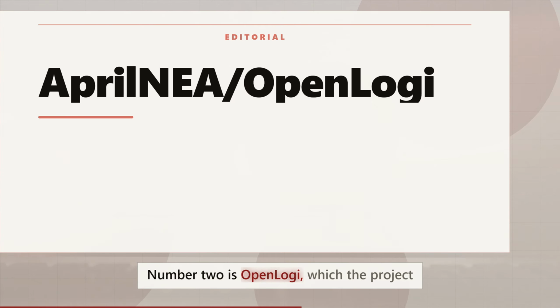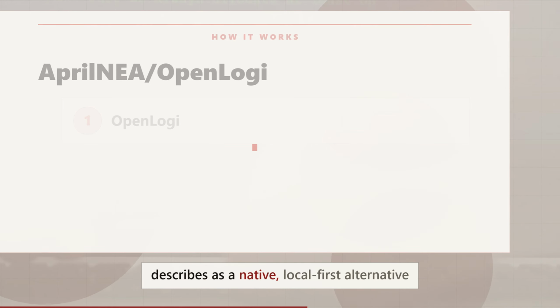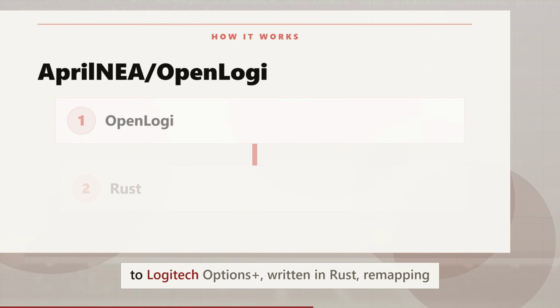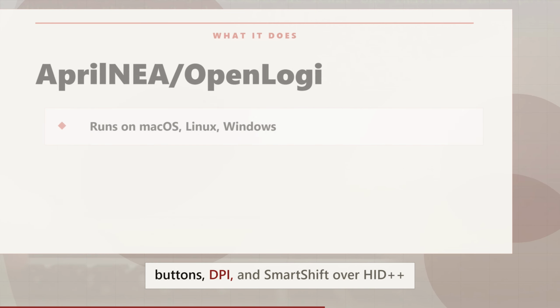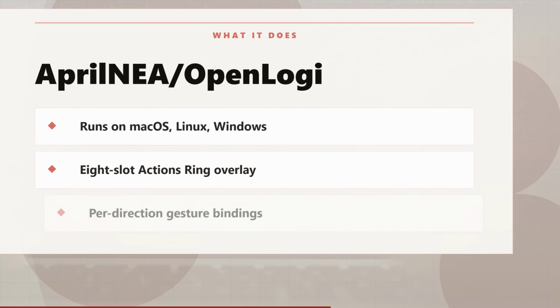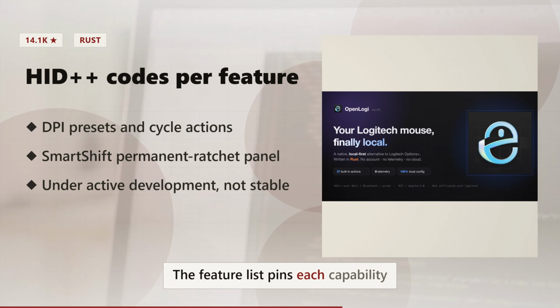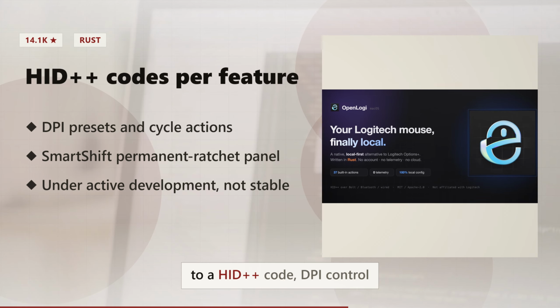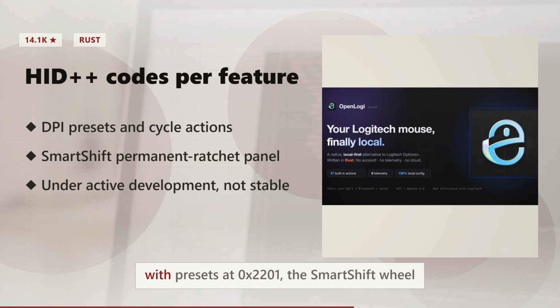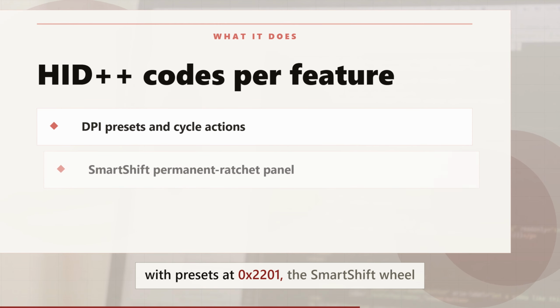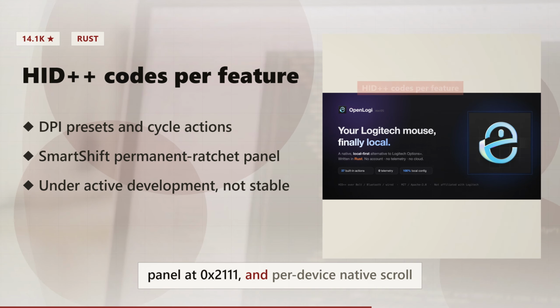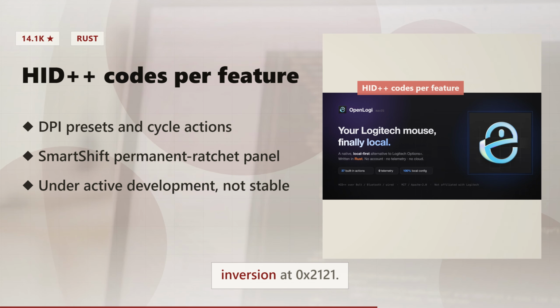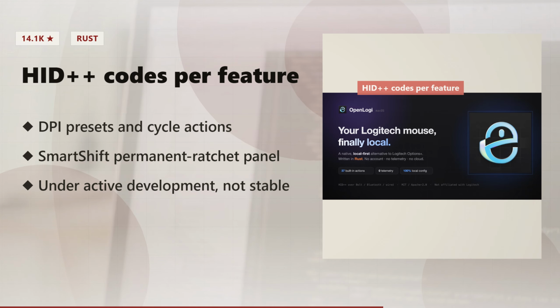Number 2 is OpenLogi, which the project describes as a native, local-first alternative to Logitech Options Plus, written in Rust, remapping buttons, DPI, and Smart Shift over HID++ with no account and no telemetry. The feature list pins each capability to a HID++ code: DPI control with presets at 0x2201, the Smart Shift panel at 0x2111, and per device native scroll inversion at 0x2121.